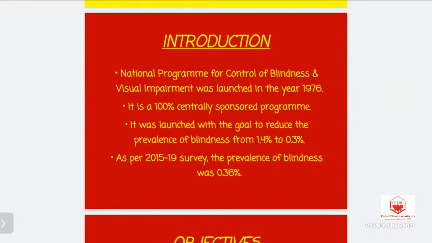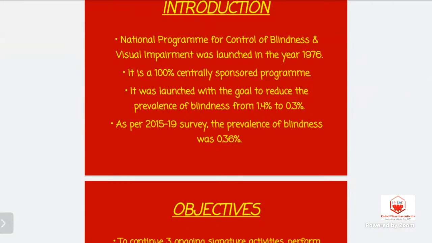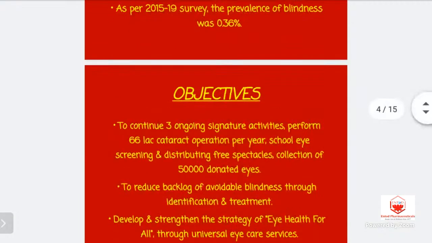So the National Program for Control of Blindness and Visual Impairment was launched in 1976. It was a 100% centrally sponsored scheme. So the main aim of this program was to reduce preventable blindness from 1.4% to 0.3%. And as of 2015-16, the program has actually achieved its target. The current preventable blindness levels are 0.36%.